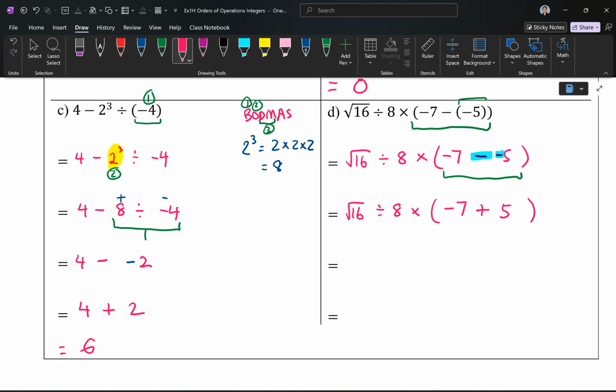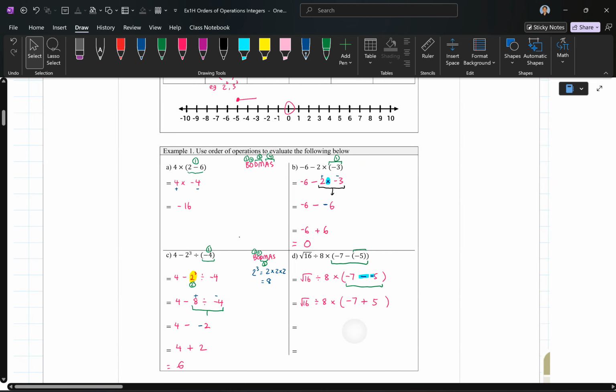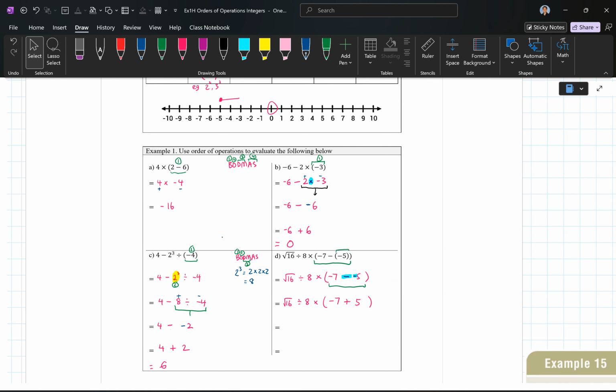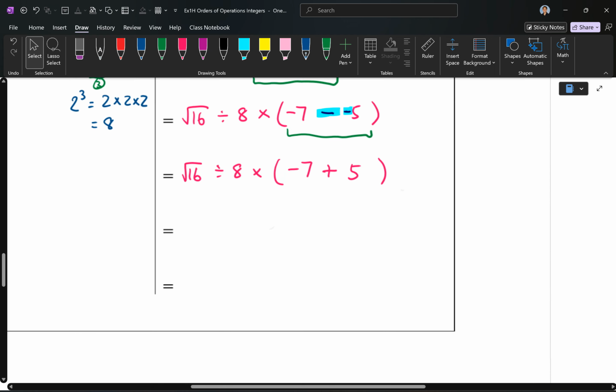Negative 7 minus negative 5. You haven't got an answer yet. Very good. Now here, negative 7 plus 5, you can use your number line if it helps you. Negative 7's over here. Plus means go to the right by 5, and you should see you end up at negative 2.